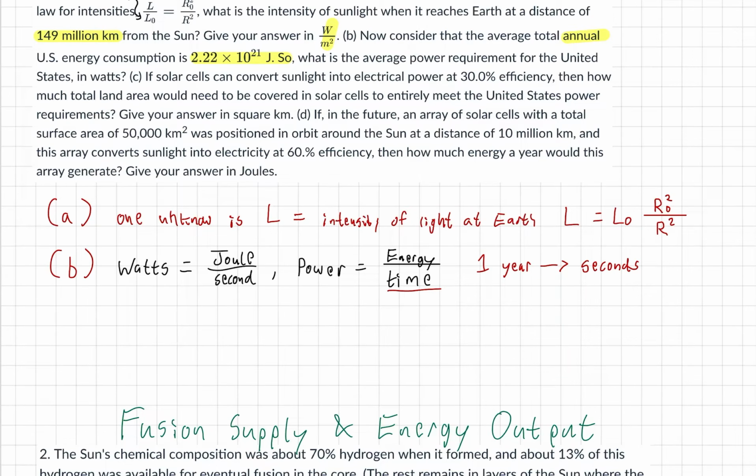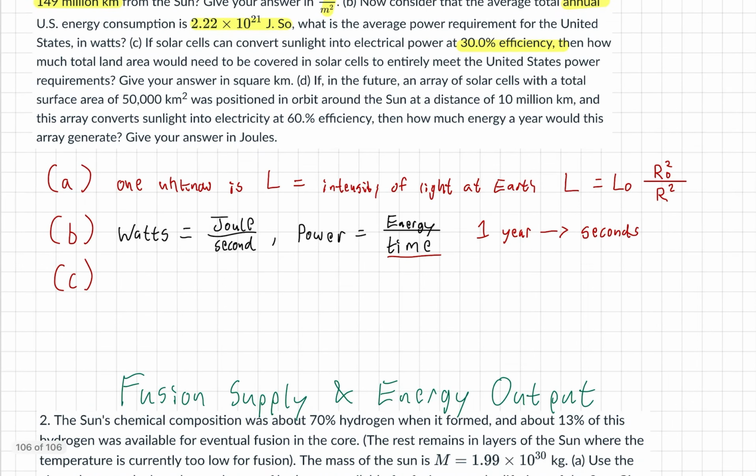Okay, so now why does that number matter? Well, for part C, you're going to think about how you could generate that power entirely from the sun. Okay, which is totally reasonable. In fact, you'll see there's more than enough energy coming from the sun. If solar cells can convert sunlight into electrical power at 30% efficiency, which is a little bit better than most numbers you currently find if you look for average efficiency for solar conversion, even at the industrial scale. But we're going to take 30%. We're being very generous. Okay. Then how much total land area would need to be covered in solar cells to entirely meet the United States power requirements? Give your answer in square kilometers.